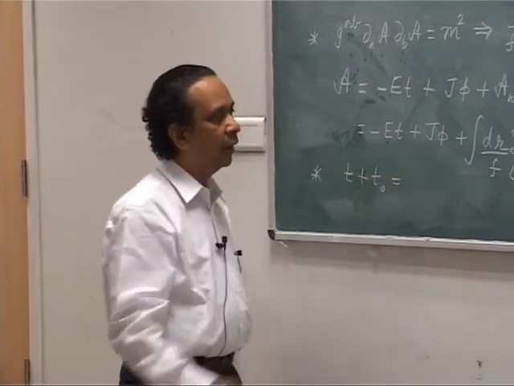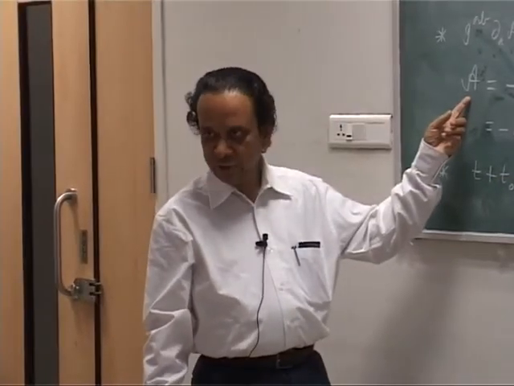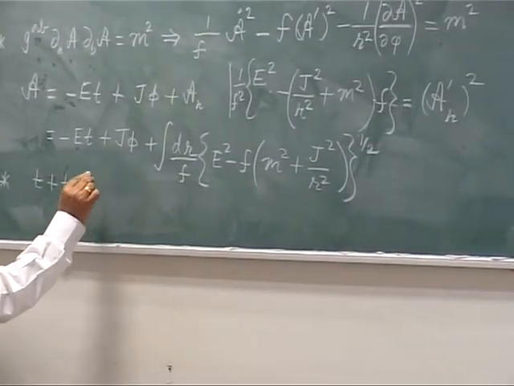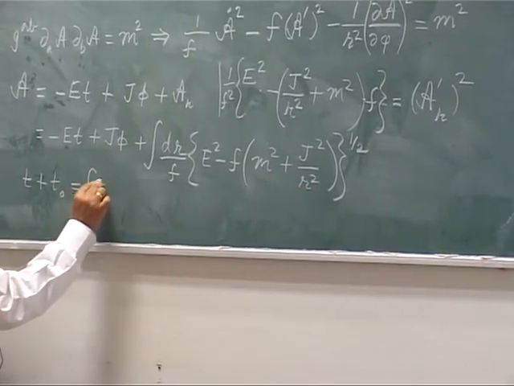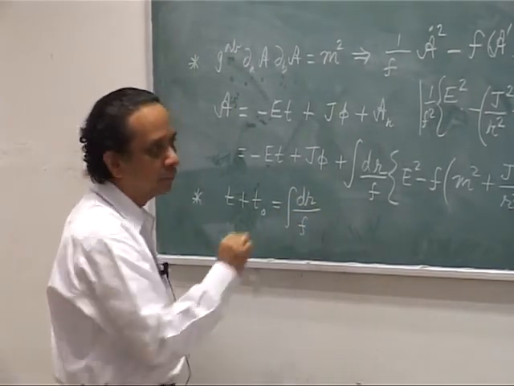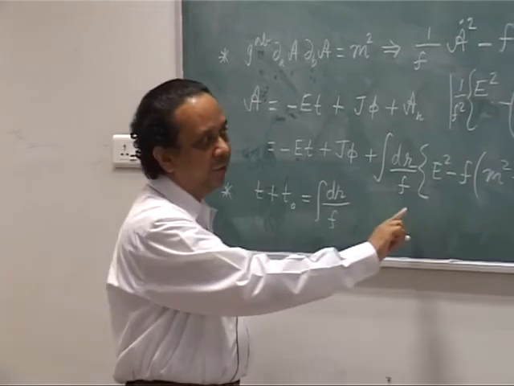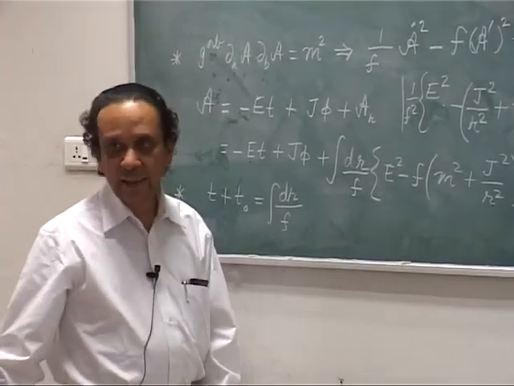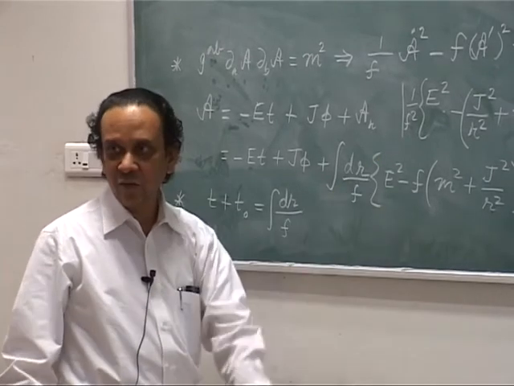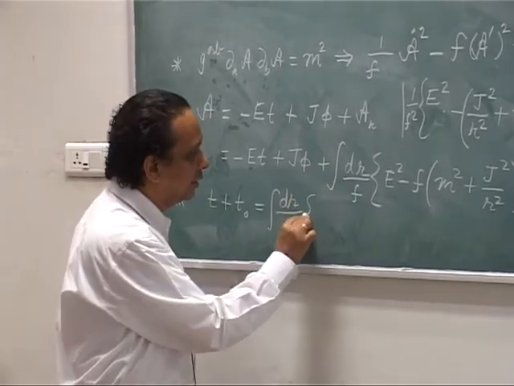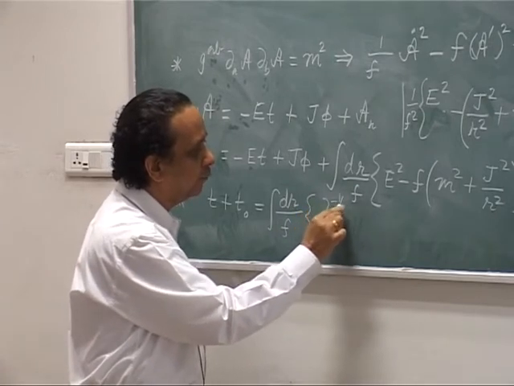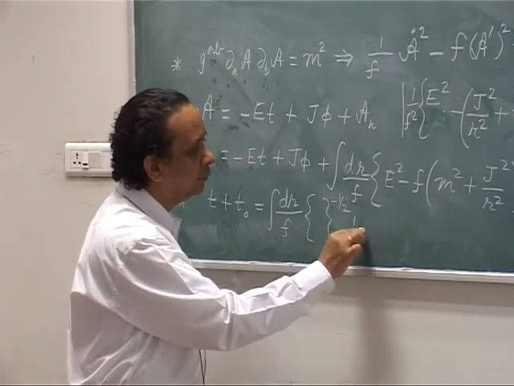is equal to derivative of this with respect to E, which is contributed only by this. So that will be integral dr over F, derivative of this with respect to E. I already see there is an E square, which means it will pick up a factor 2, so I can ignore that half. So whatever is in the curly bracket to the minus half times E.